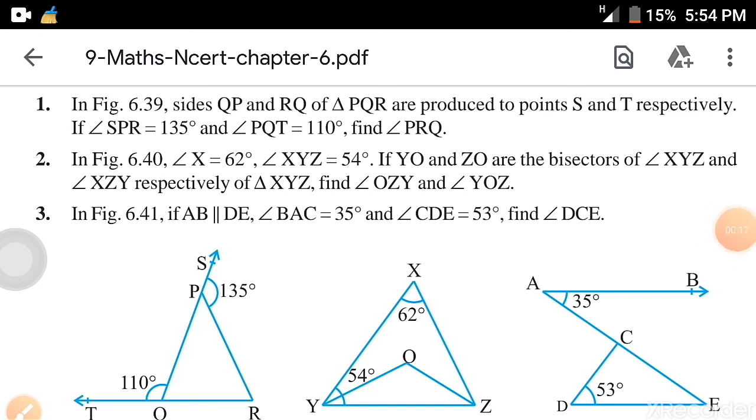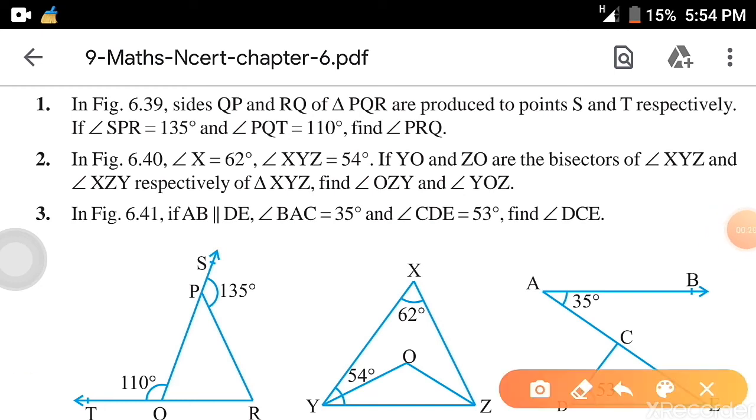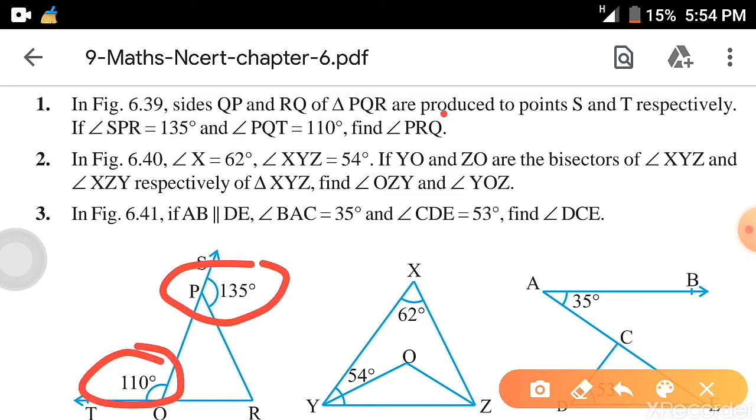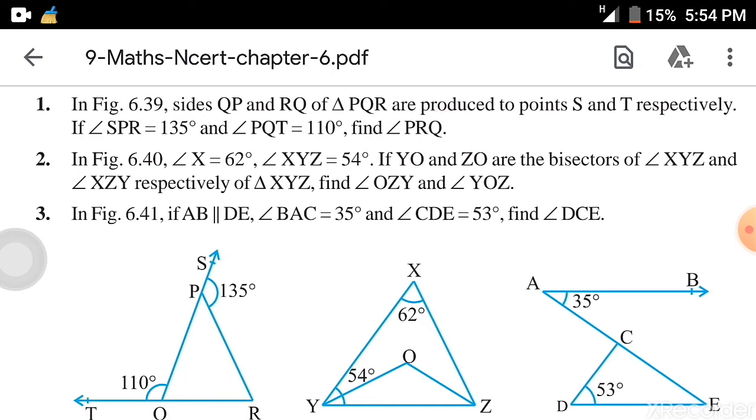I am not going to read the question. You can see easily yourself that everything is mentioned in the question. This angle is 135 and this angle is 110 and we have to find out the angle PRQ. PRQ, that means we have to find out this angle. See how we will solve it.